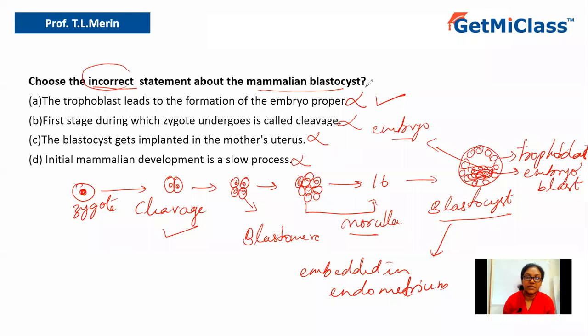So, which is the incorrect statement? That is option A, which says trophoblast is the one which leads to the formation of embryo proper. That is wrong, because trophoblast will combine with the endometrial layer and give rise to the placenta and not the embryo. Okay, so let us conclude the answer. The answer is option A.